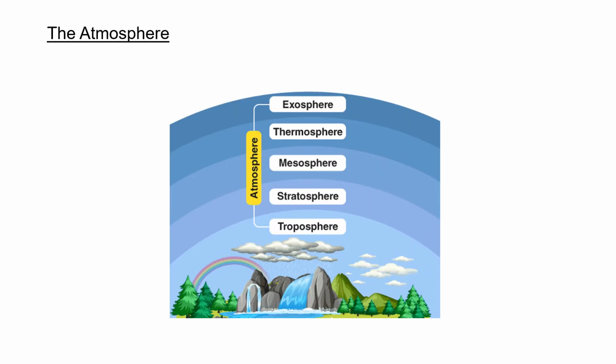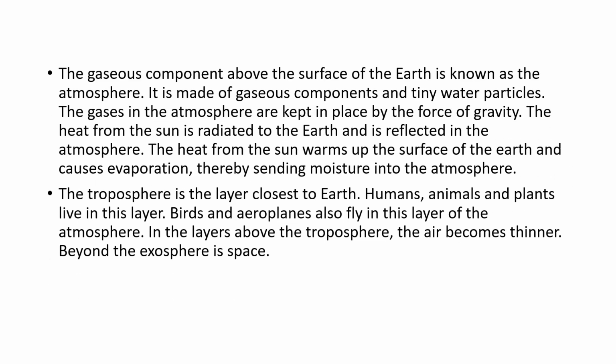This is the diagrammatic representation of the various layers of the atmosphere. The first is troposphere, and the next is stratosphere. Then there is mesosphere, thermosphere, and exosphere. The gaseous component above the surface of the earth is known as the atmosphere. It is made of gaseous components and tiny water particles. The gases in the atmosphere are kept in place by the force of gravity. The heat from the sun is radiated to the earth and is reflected in the atmosphere.